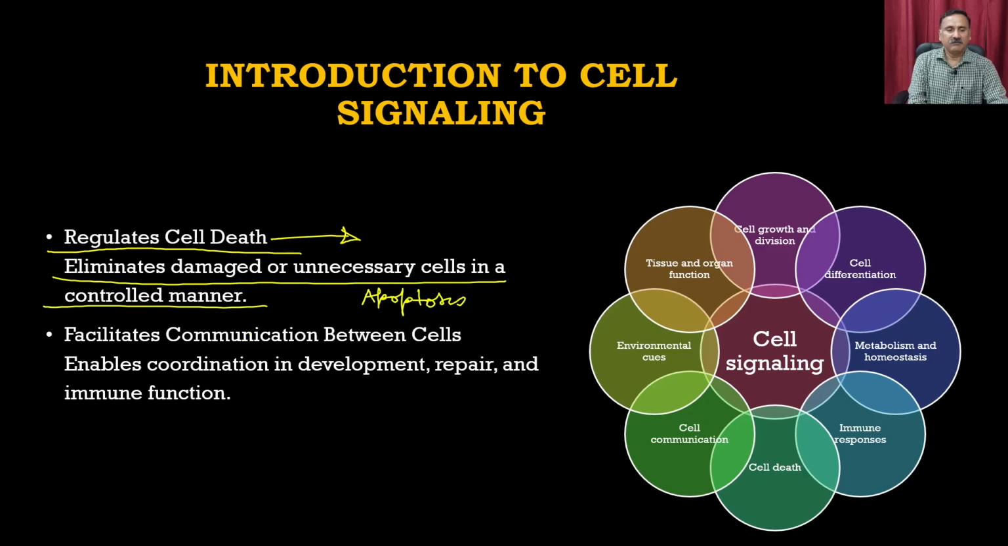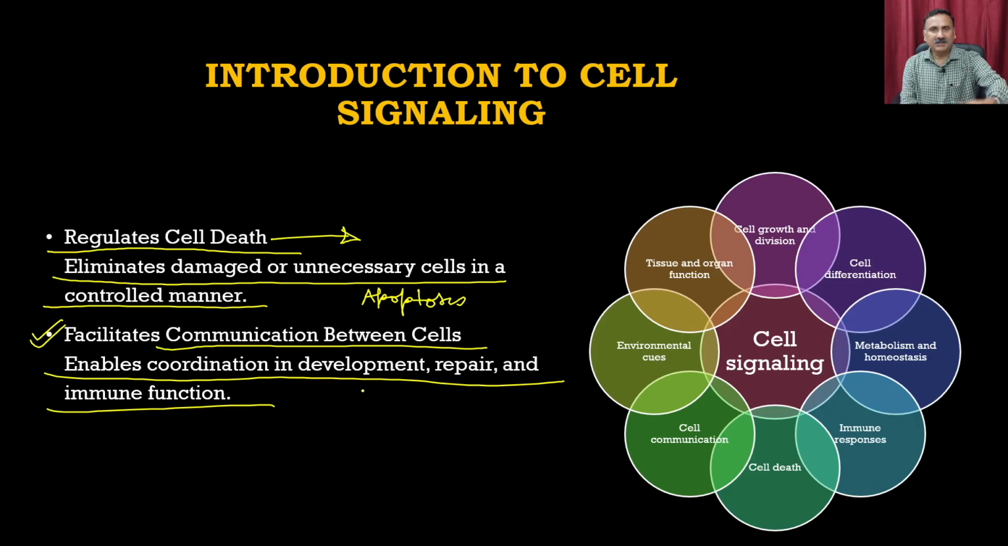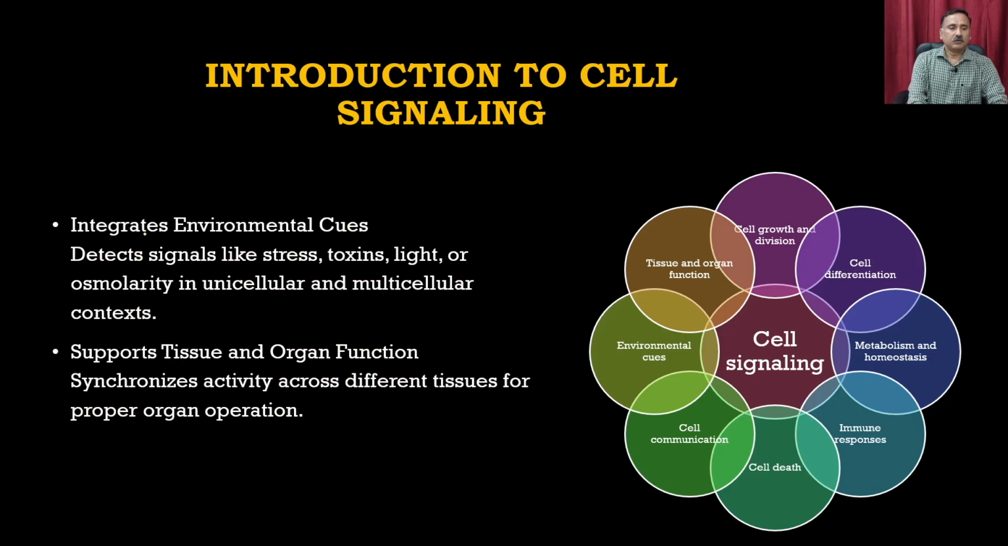And then it is also going to facilitate communication between the cells, right? So there are neurotransmitters, there are different types of cells which communicate with each other with the help of cell signaling. So it enables coordination in development, repair, and immune functions. All these examples we are going to see when we go through this particular topic in this module.